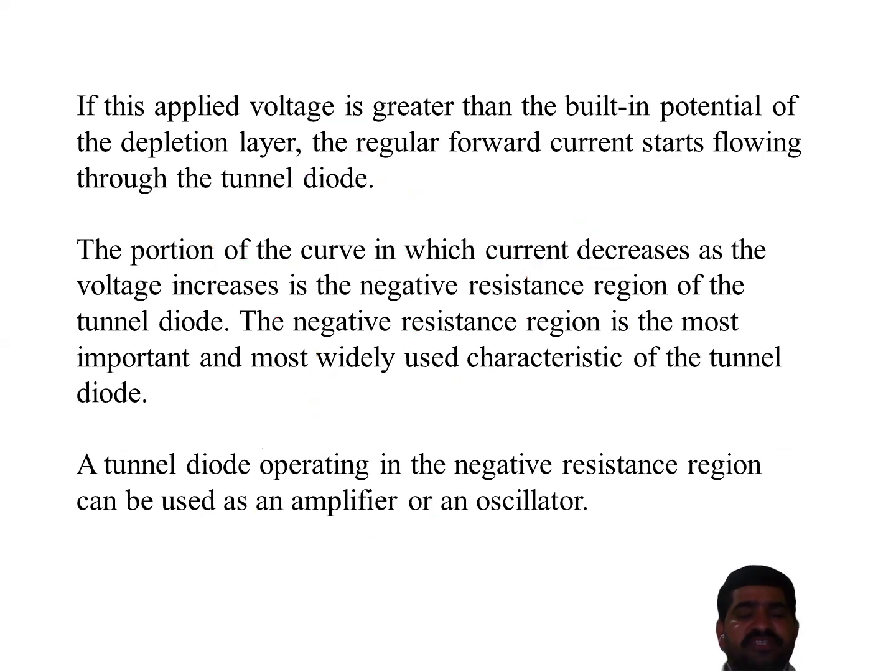If the applied voltage is greater than the built-in potential of the depletion region, the regular forward current starts flowing through the tunnel diode. The portion of the curve in which the current decreases as the voltage increases is the negative resistance region. So what is the negative resistance region? It is the portion of the curve in which the current starts decreasing as the voltage increases. The negative resistance region is the most important and most widely used characteristic of the tunnel diode. A tunnel diode operating in the negative resistance region can be used as an amplifier or oscillator.